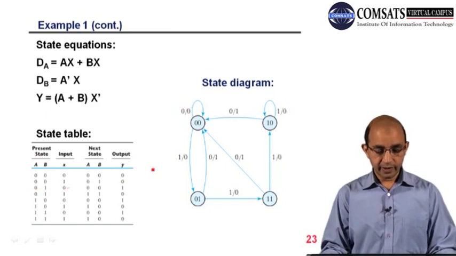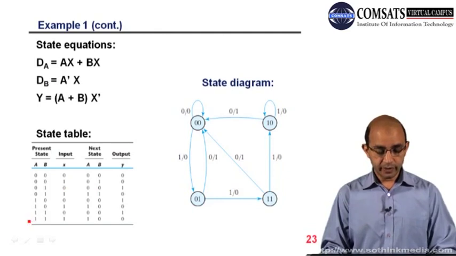So you can see that when x is equal to 1, here we have x input 1, and you can see the output is again 0, and we have to move from 0 0 to 0 1. So 0 0 to 0 1, that is for x equal to 1.